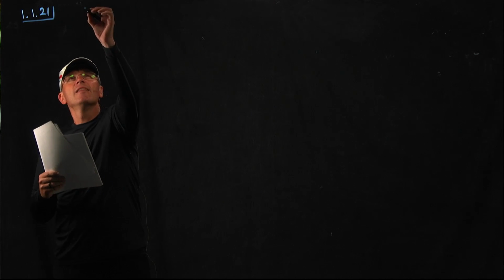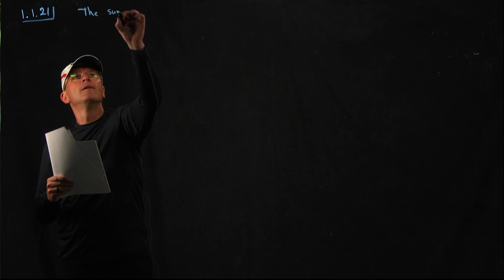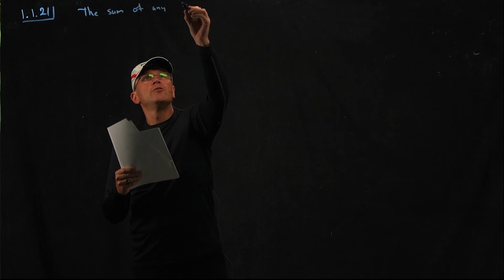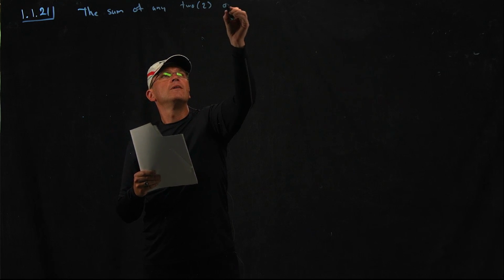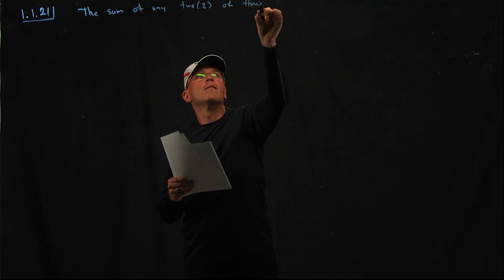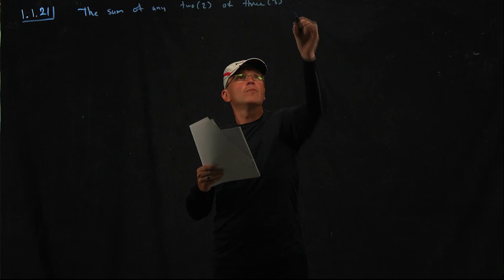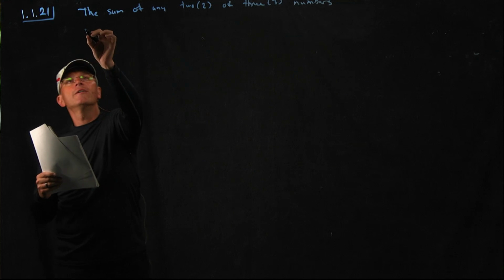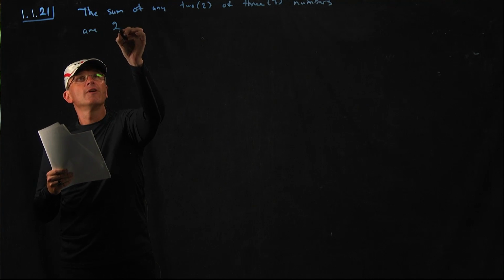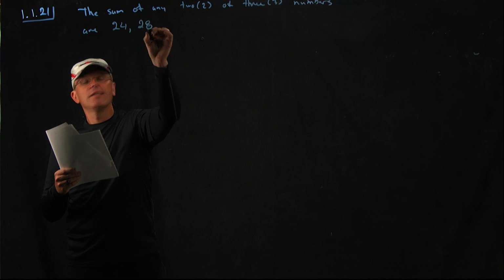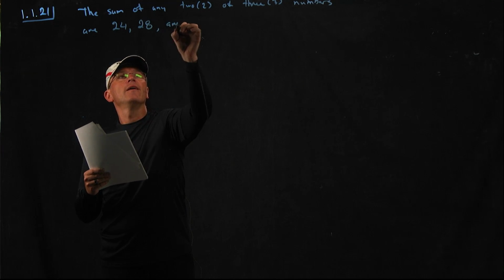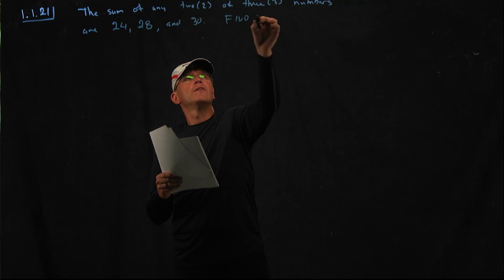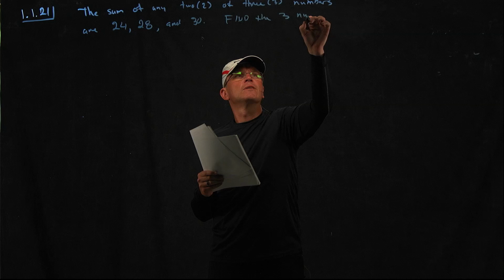But it says that the sum of any two of three numbers are 24, 28, and 30. Find the numbers. Find the three numbers.